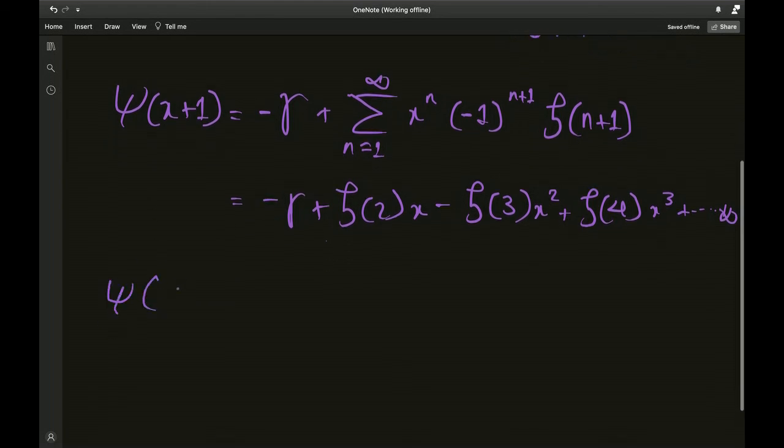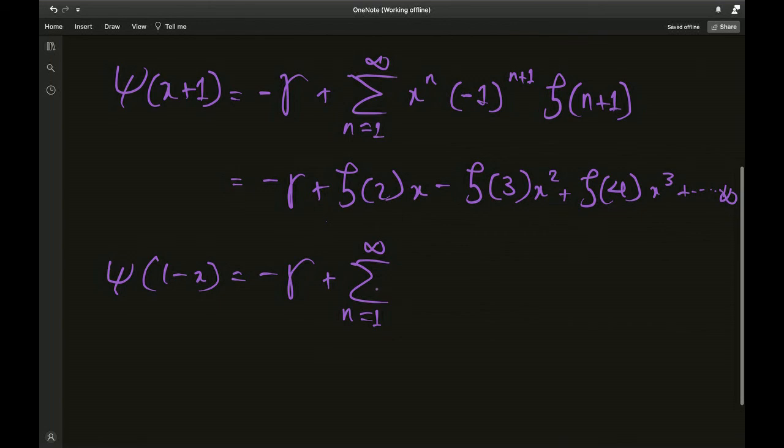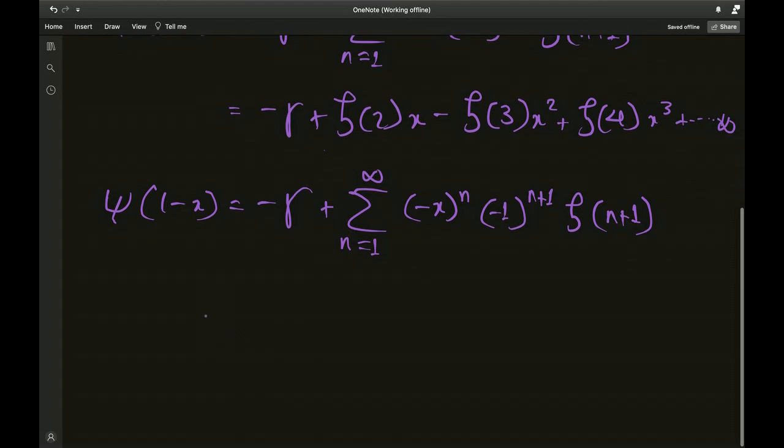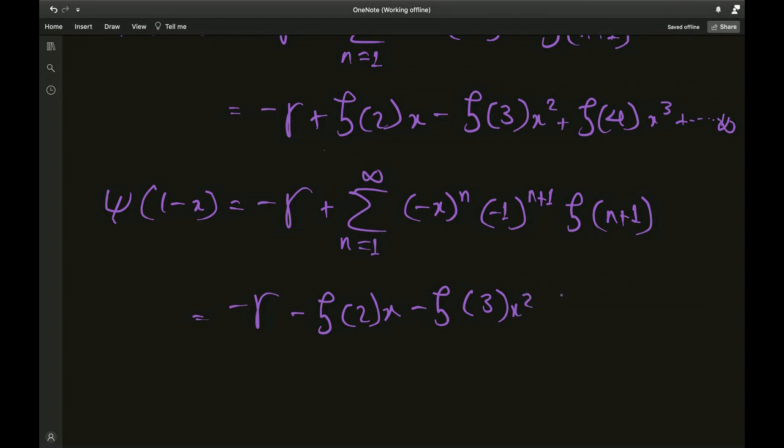Now look at Digamma of 1 minus x. I'm just changing x to negative x. So when I do that, I have the sum from n equals 1 to infinity of minus x to the n, times minus 1 to the n plus 1, times zeta of n plus 1, and when I expand this out a little bit, I have zeta of 2 x minus zeta of 3 x squared minus zeta of 4 x cubed, and so on till infinity.